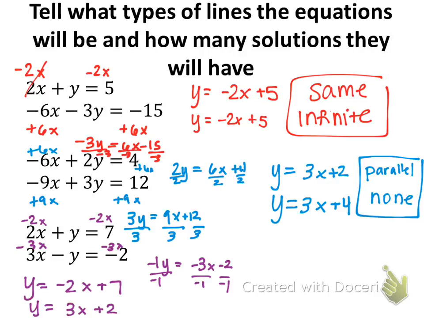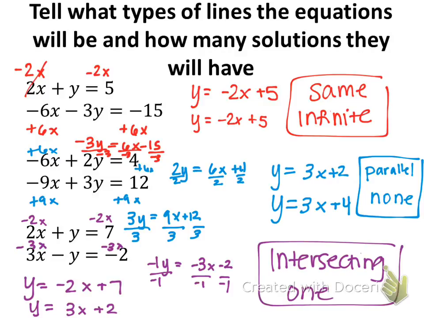Now I notice here that nothing is the same. When nothing is the same, that means each of these lines is doing its own thing, and it's going to be intersecting. And here's the problem that I saw, especially on the quiz, is people said, oh, because nothing's the same, then intersecting lines have no solutions. But that's not true. Intersecting lines have one solution. They will intersect or cross at one place.